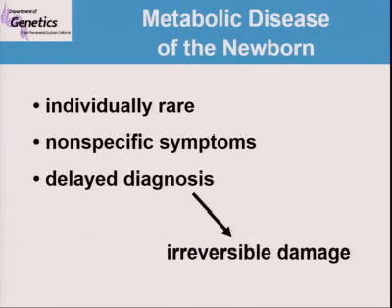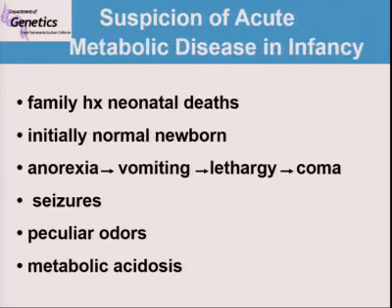So let's take a gander at metabolic disease of the newborn for a moment here. We know that inborn errors of metabolism are individually rare, 1 in 50,000, 1 in 100,000. So why do we bother screening for them? Because collectively, they can have a significant burden on our population. The symptoms are usually nonspecific, but if you delay the diagnosis, that can lead to irreversible end organ damage, brain damage, liver damage, other organ systems. So that's why it's important to screen for them, and many of them are treatable.